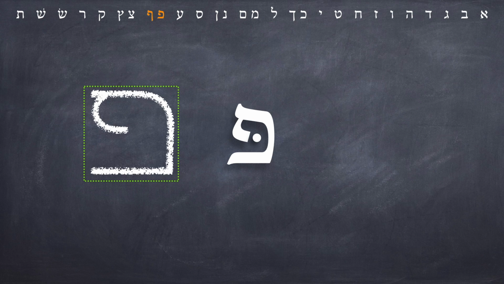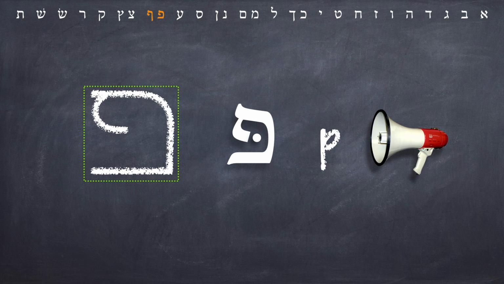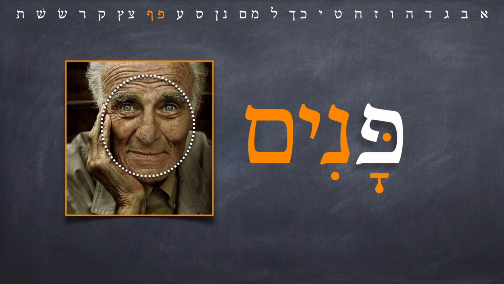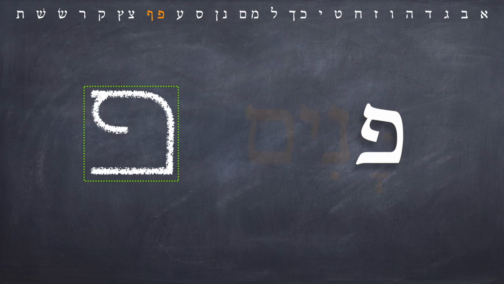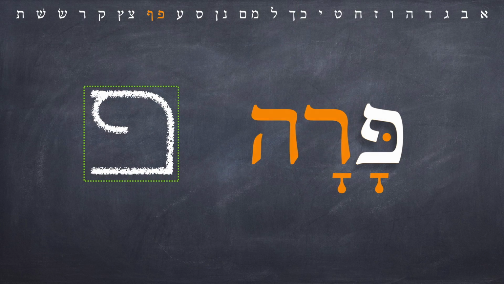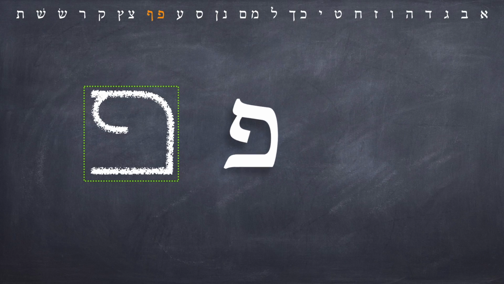Pe is also one of the letters whose sound changes depending on whether or not it has a dagesh. With the dagesh, pe makes the sound pe. But without it, it makes the soft sound fe. Here are a couple examples from pe. Panim. Para. Pe.